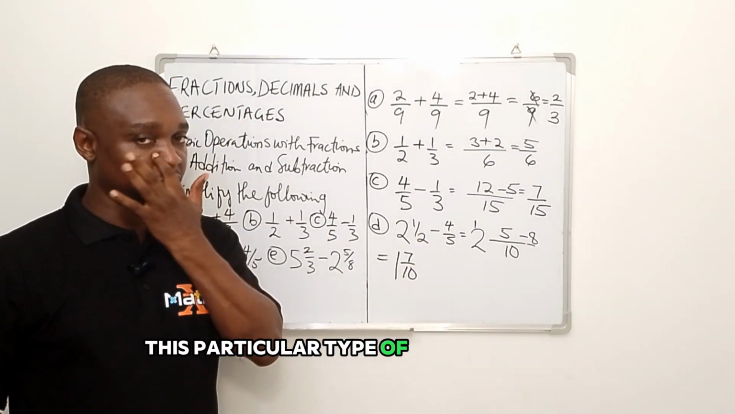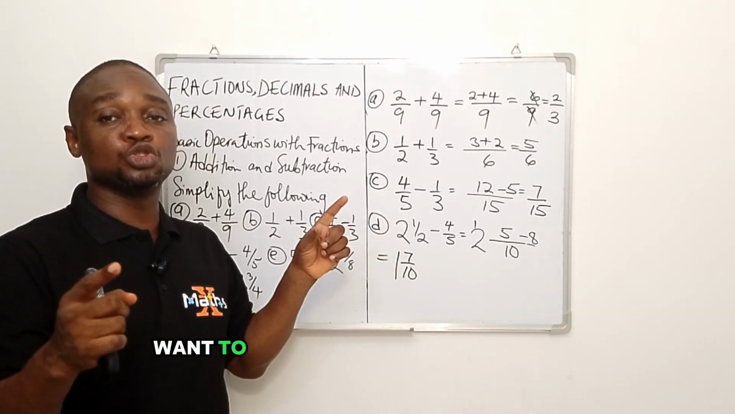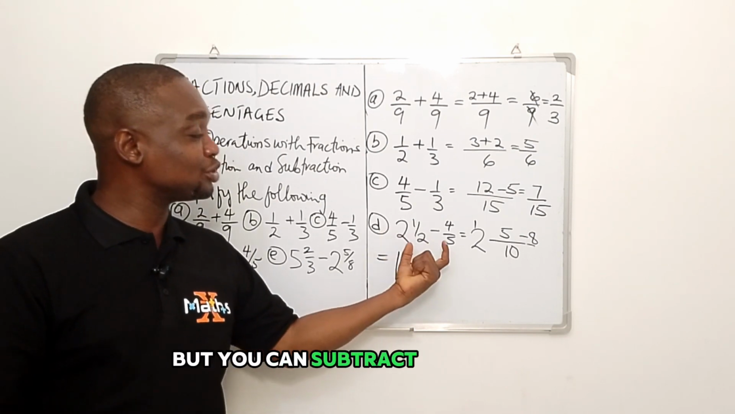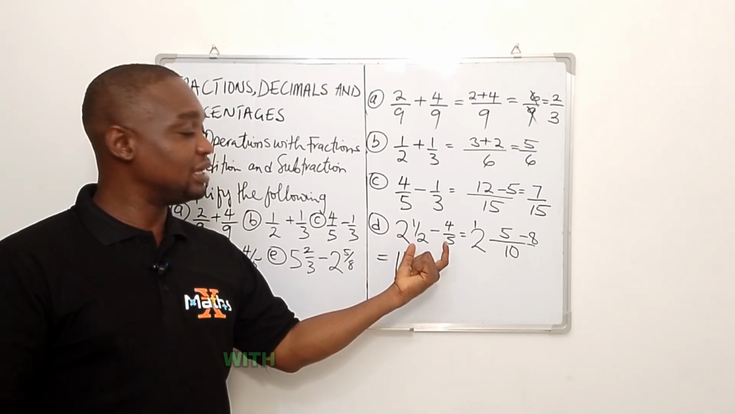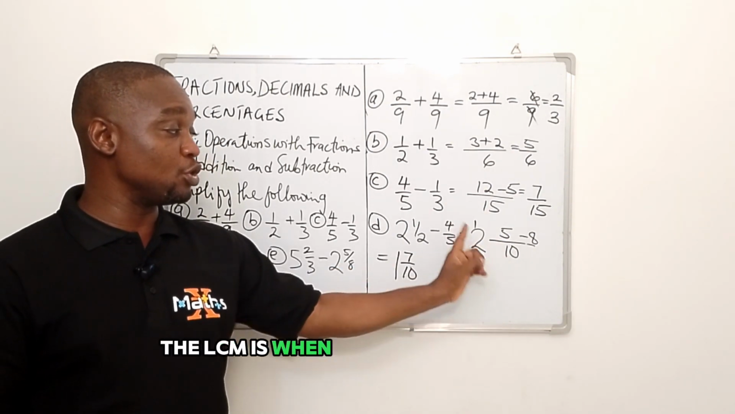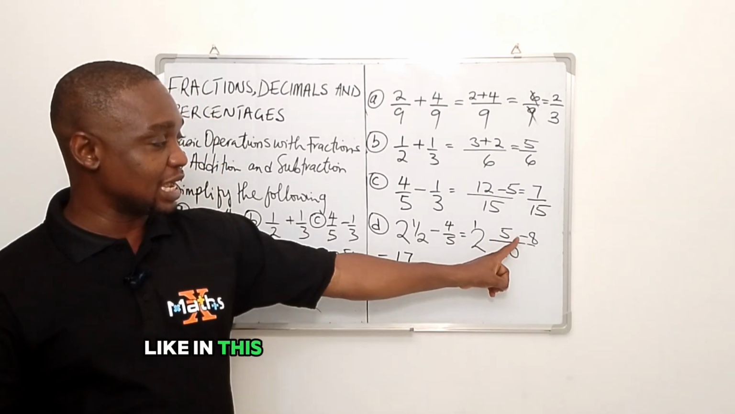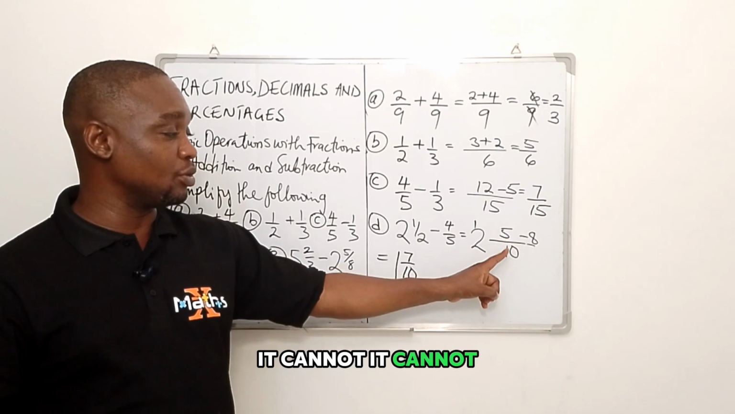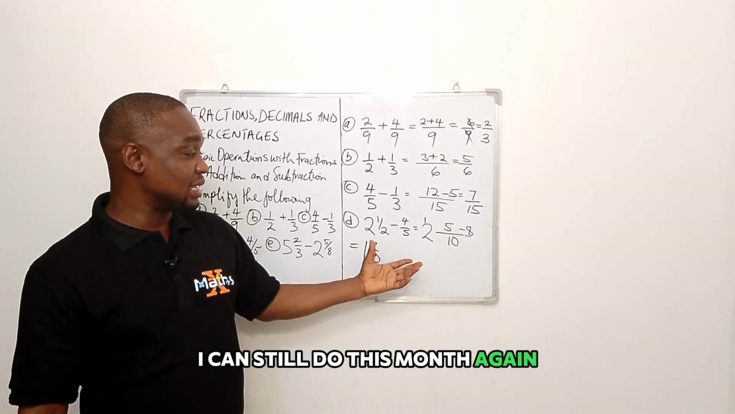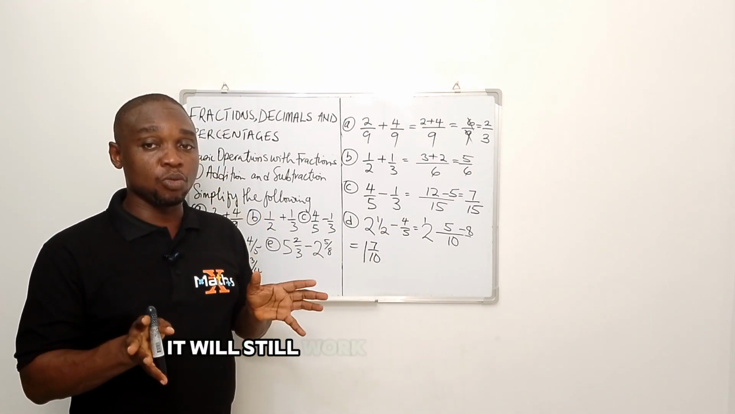In this particular type of subtraction or even addition, I've had cases where my students will want to turn everything to improper fractions. That still works, but you can subtract conveniently with your mixed fraction. All you need to do is that whatever you are borrowing to subtract, like in this kind of case where they will tell you it cannot, whatever you are borrowing is the LCM. I can still do this maths again, but this time working it as improper fractions. It will still work out.